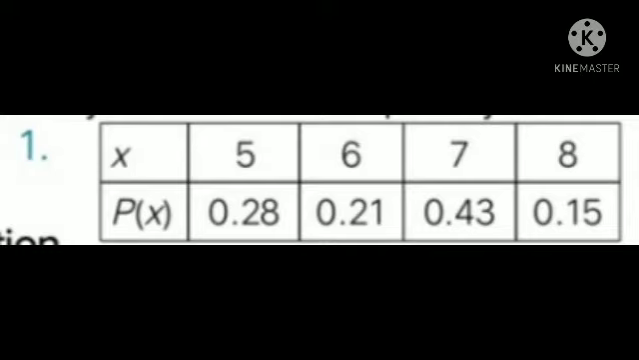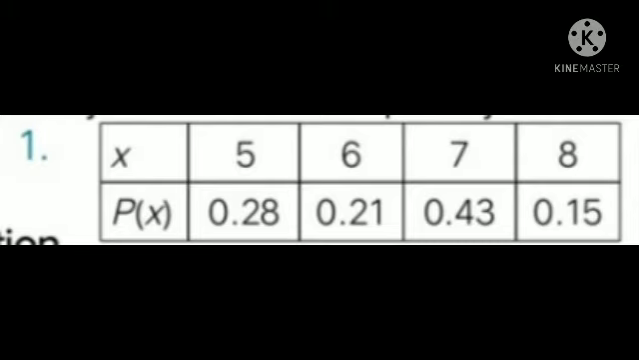So in this example, let us identify this distribution. A random variable x, 5 with a probability of 0.28, 6 with a probability of 0.21, 7 is 0.43, 8 is 0.15. So each probability is between 0 and 1, but the sum of all the probabilities is 1.07, which is greater than 1. So the sum of all the probabilities in a probability distribution always equals 1.